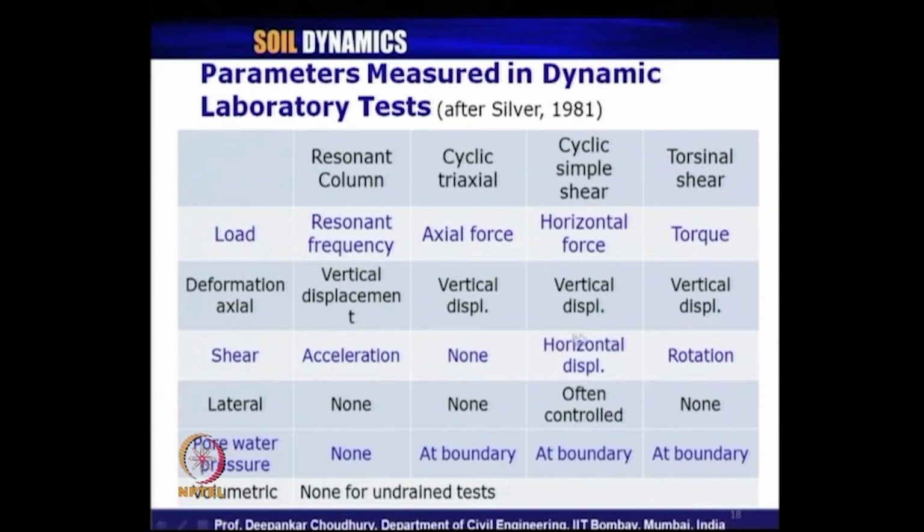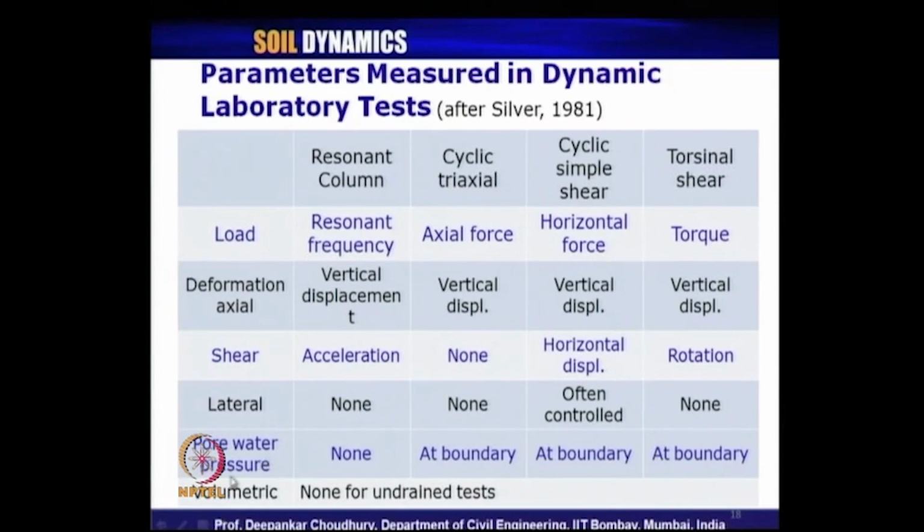In cyclic simple shear test, of course, we can measure it through the measured value of horizontal displacement, and in torsional shear test, we measure it through the amount of torsion. Then coming to the lateral load, in resonant column test nothing is involved as such. In cyclic triaxial also nothing is involved. In cyclic simple shear test, the lateral load which is applied is often a controlled lateral load, and in torsional shear test nothing is involved.